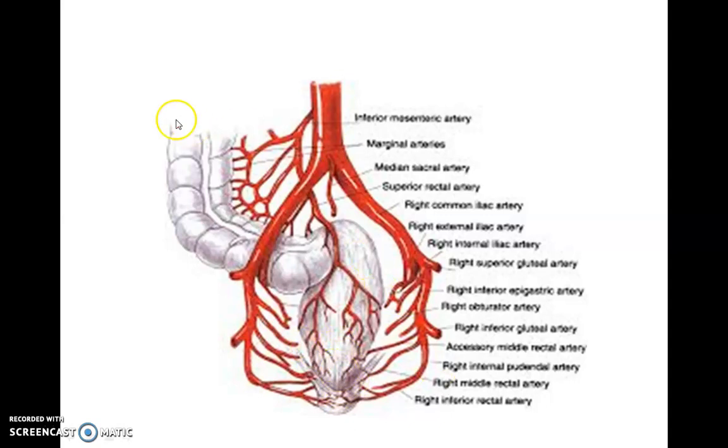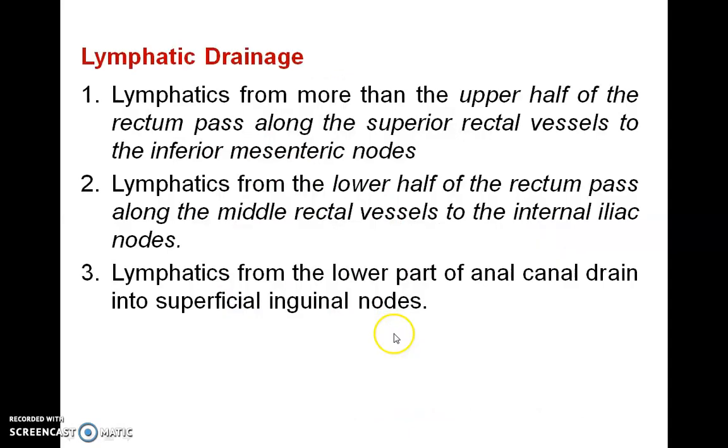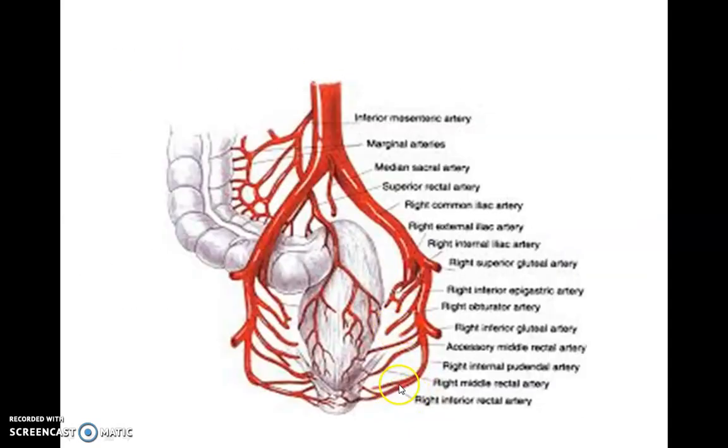Middle rectal artery, which is shown here, is the branch of the anterior division of the internal iliac artery. It passes through the lateral ligament of the rectum and supplies the lower part of the rectum. This is less important because it supplies only the superficial coat of the rectum. Inferior rectal artery, which is the branch of the internal pudendal artery, crosses the ischiorectal fossa and supplies the rectum, but it is important because it forms an anastomosis with the superior rectal artery.